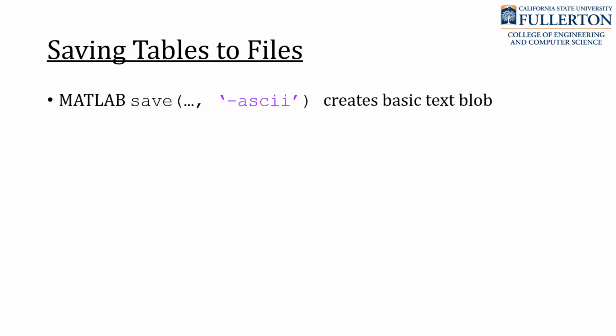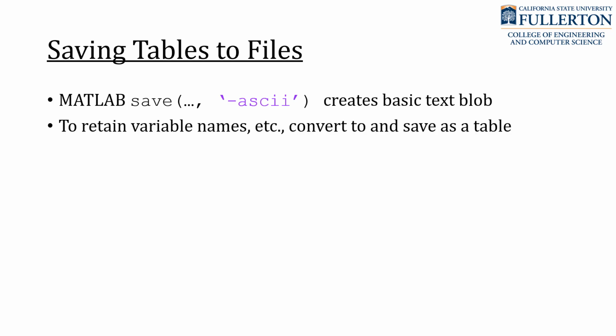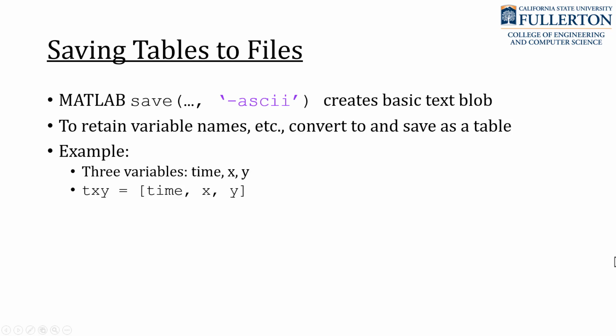If you need a little bit more sophistication, I recommend looking into the MATLAB table functions, where tables are a type of variable introduced recently in MATLAB for data processing in particular. They keep things a little better organized than just arrays and blob text. So the save command with the ASCII flag creates a basic text blob. We may want to include variable names and retain a little more information and keep things organized. The way you do this is you convert your arrays of data into a table variable and save that table.